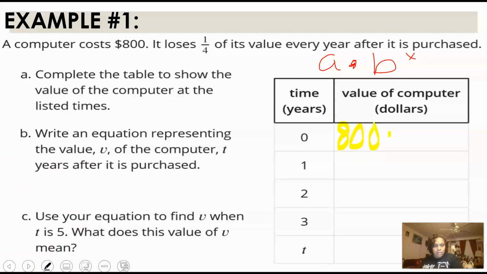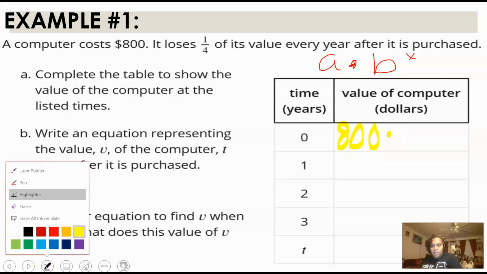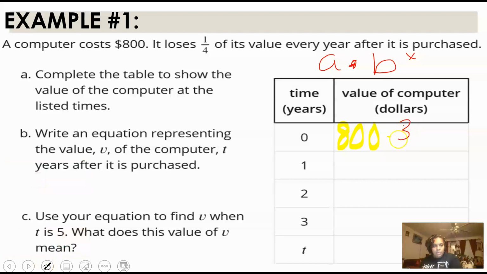$800. Then we're going to multiply it by 3/4, and then the exponent is the year or the time. So the time here is 0. I know you guys may have worked with exponents before, when PEMDAS tells us to work with exponents first. So when the exponent is 0, 3/4 to the 0 power is actually 1.